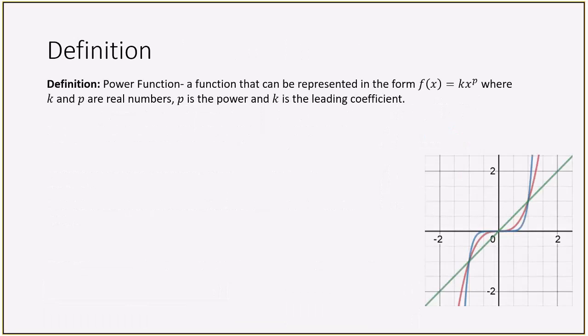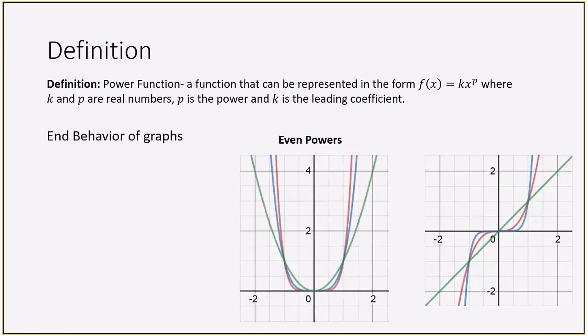So rough definition, a power function is anything that can be written as kx to the p, where k and p are real numbers. p we call the power, k we call the leading coefficient, and we call x the base. But k is very important. We talk about leading coefficients a lot in this section and throughout the next couple of ones.